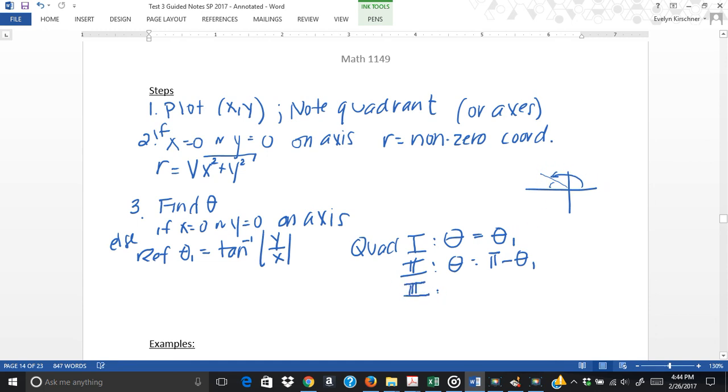If it's in the third quadrant, my theta is pi plus that reference angle, because now it's down here, so I go all the way to pi plus a little bit more. And if it's in the fourth quadrant, my theta equals 2 pi minus my reference angle, because now it's over here, so I'm going all the way to 2 pi and then back again. So it's 2 pi minus that. So that's how we do it.